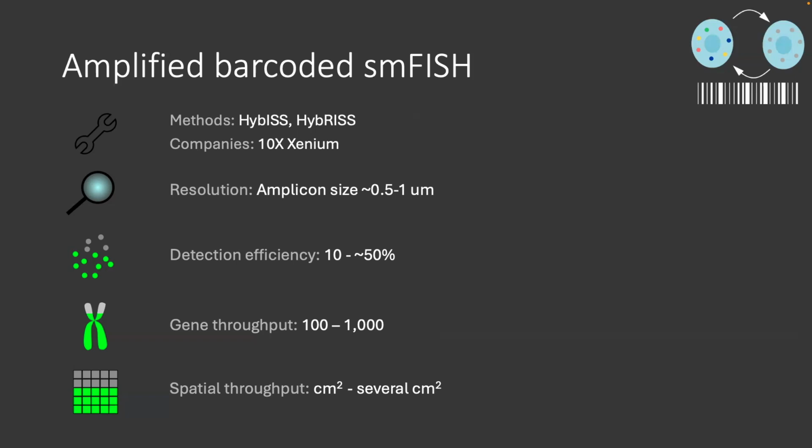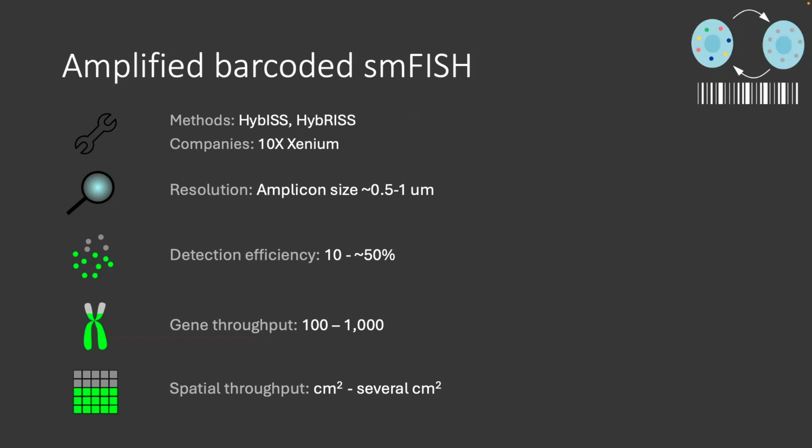The gene throughput is somewhere between 100 and 1,000, and the spatial throughput is very good because this signal is very amplified. You can image with lower magnification objectives, and you can more easily scan a larger area. So it's centimeter scale or even a couple of square centimeters.